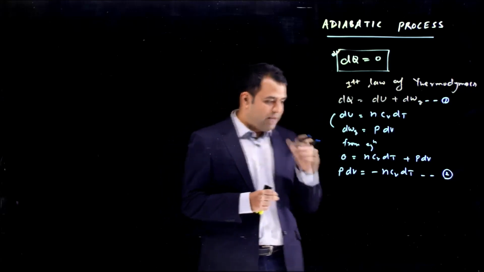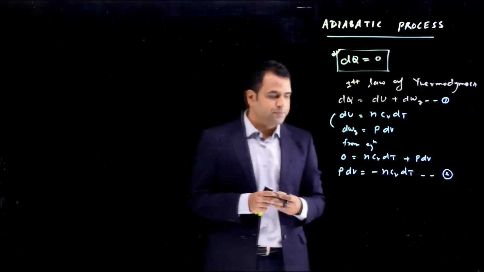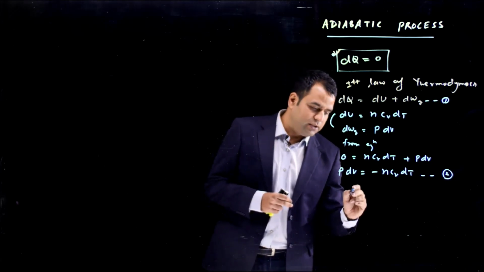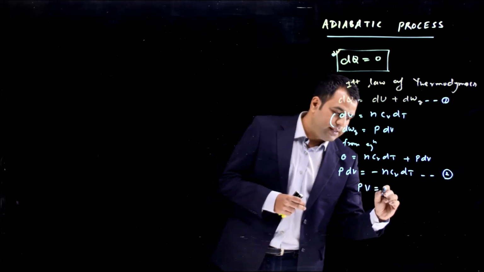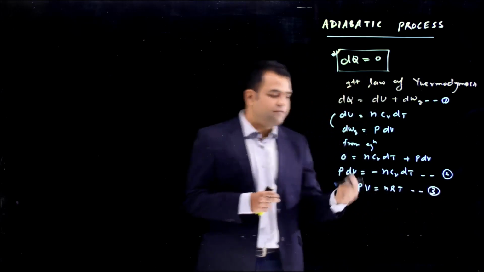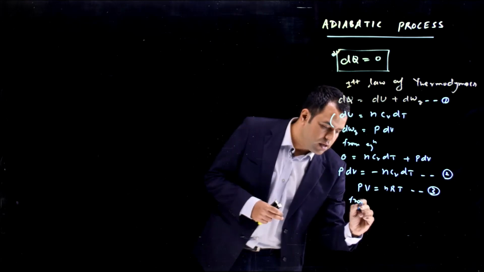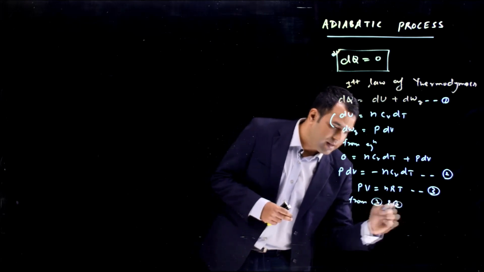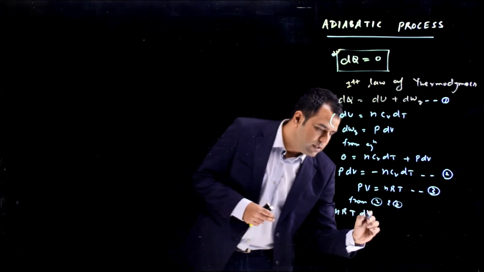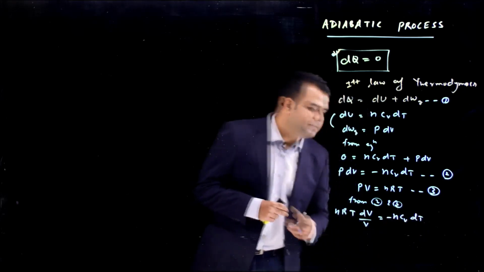Now here you can see I'm having three variables, p, v and t, and so it will not be possible for me to integrate. So I have to replace one of the variables. For that I'll use the ideal gas equation. So if you use ideal gas equation, which is pv is equal to nRT, this is my equation 3. If I replace the value of p into equation 2, so from equation 2 and 3, let's replace the value. So we'll have nRT dv upon v is equal to minus of ncv dt.